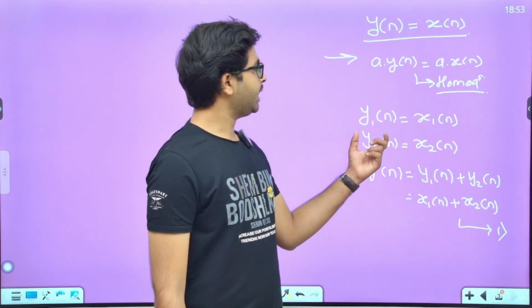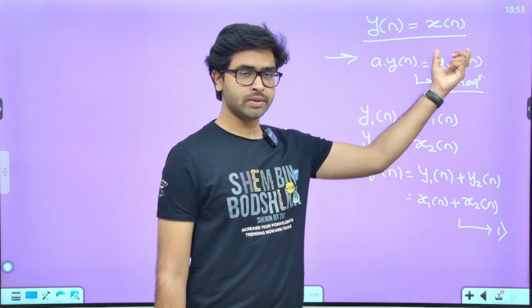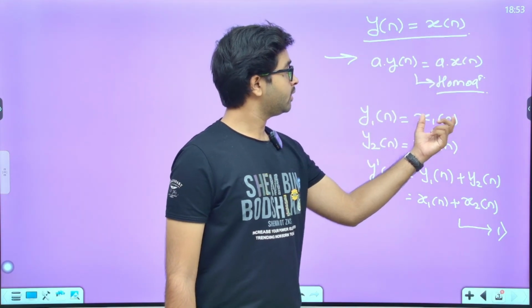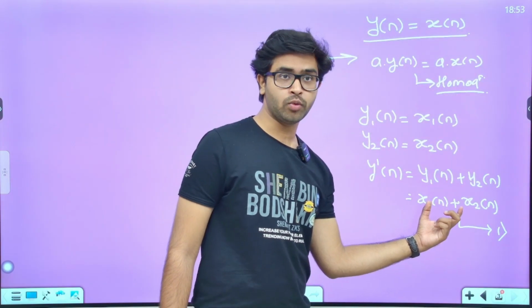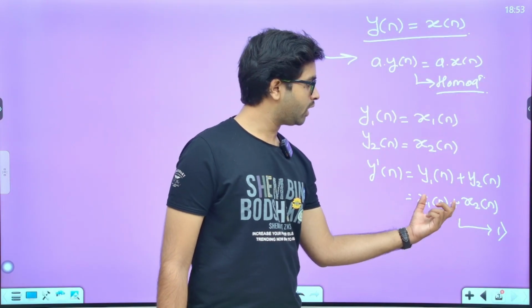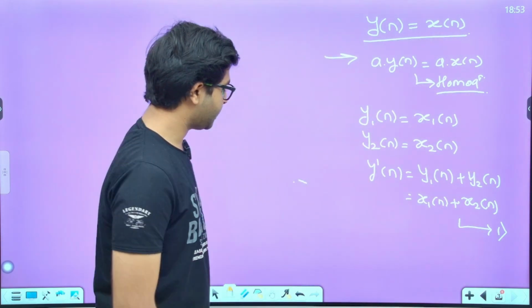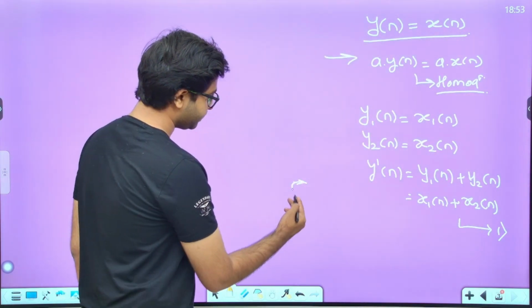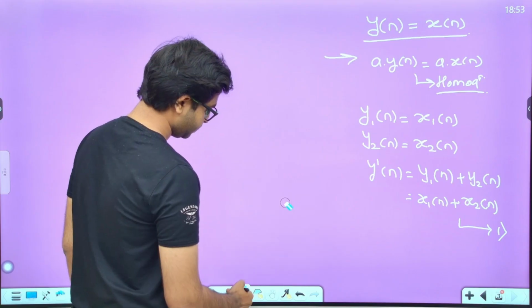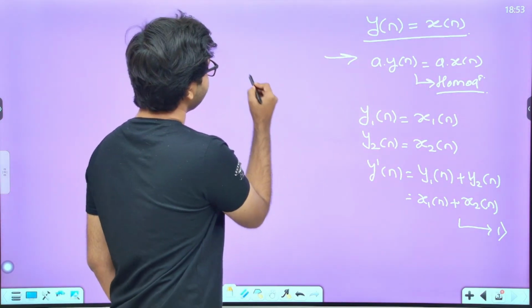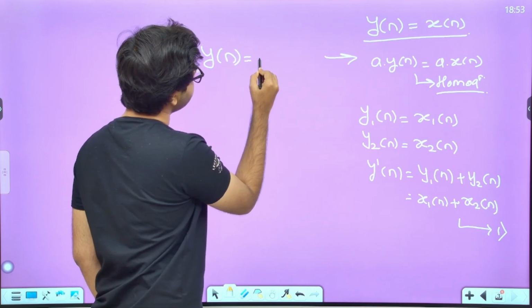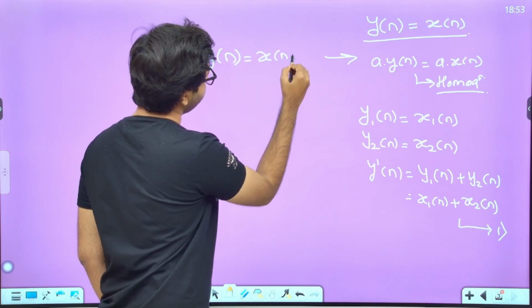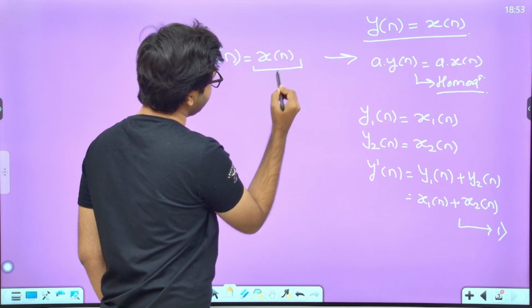What we have done is that we considered the output first. We considered y1 of n, the output, and did the addition of the outputs. So this is the first part. Now the second part: we will analyze this equation, given as y of n is equal to x of n. We will focus on this part.